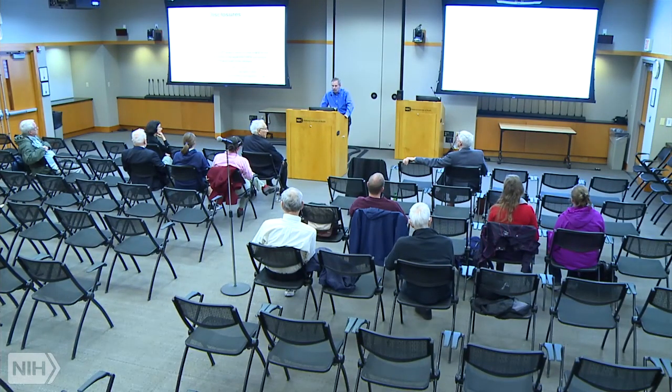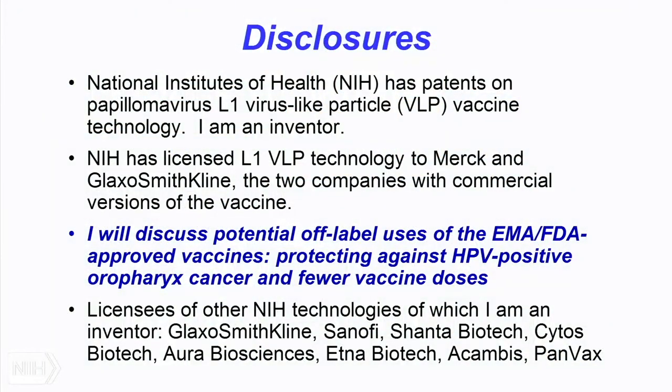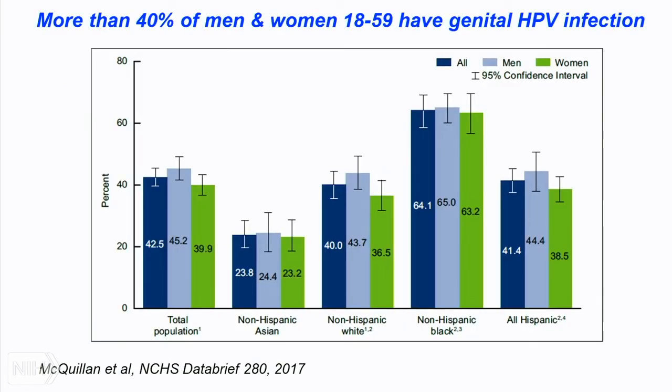First, a disclosure. As Dr. Arias mentioned, I am involved as an inventor of the vaccine, and the vaccine has been licensed to the two companies that make the vaccine, Merck and GlaxoSmithKline. I will discuss potential off-label uses of the approved vaccines. One would be potentially protecting against HPV-positive oropharynx cancer, and the other is fewer doses than are FDA approved. I've been involved in some additional technology that has been licensed to a number of different companies.